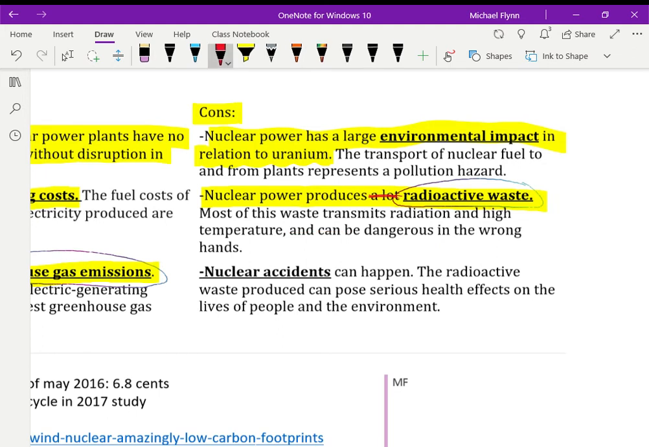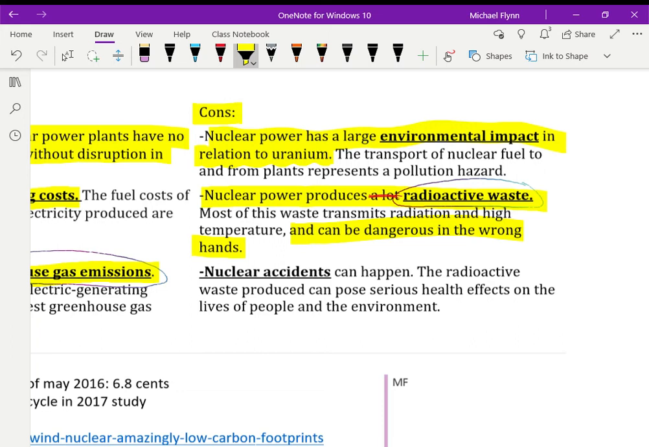I wrote this too: it can be dangerous in the wrong hands. If you have radioactive waste, you can make what's called a dirty bomb from it. A dirty bomb can be an extremely dangerous thing, and that's why we don't like countries that have unstable political systems to have nuclear power.